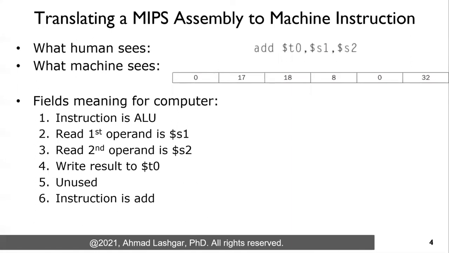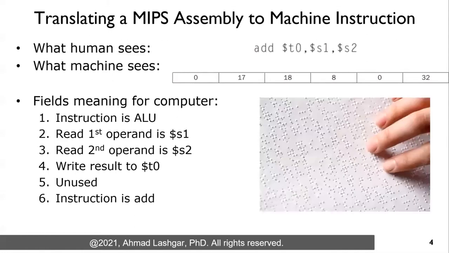First field from the left tells this is an ALU instruction. Second field says the first operand should be collected from S1. Third field says the second operand should be collected from S2. Fourth field says the results should be stored in T0. Fifth field is not used in this instruction. Sixth field says the operation of ALU is add.